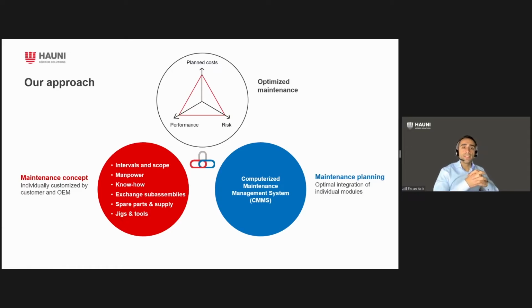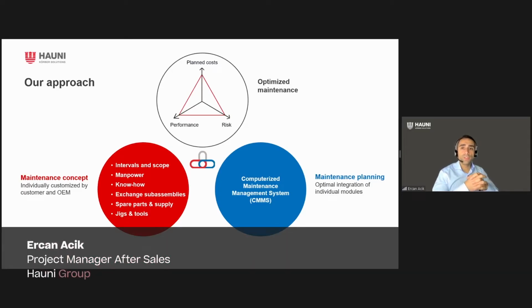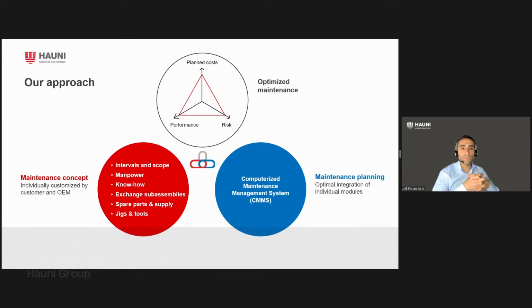See here, it's the methodology, how we approach to find the optimum maintenance for you. And you see on the top circle, there's a stress field between planned cost, performance, and risk. And of course, you try to balance all these factors in order to find the sweet point of optimized maintenance.